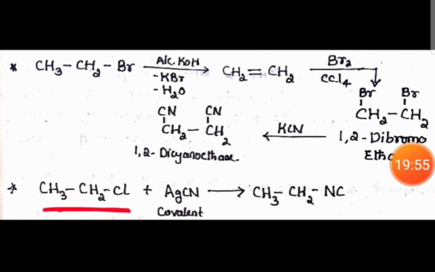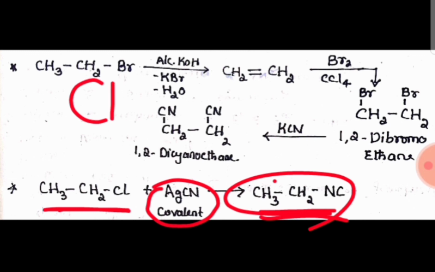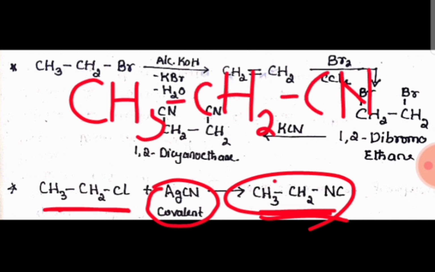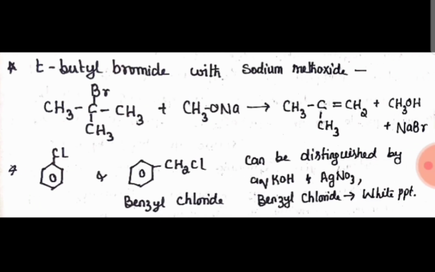We have one more important reaction. We have ethyl chloride. When we treat it with AgCN, silver cyanide, as it is covalent, nitrogen will be the electron donor, and here we will get ethyl isocyanide. Ethyl isocyanide, and its isomer is which one? CH3CH2CN. This is the isomer of this particular product, and this product we will get when we take KCN, because KCN is ionic and AgCN is covalent. If you take AgCN, you will get isocyanide. If you take KCN, you will get cyanide. That you need to remember.